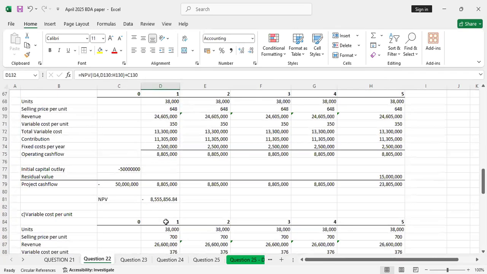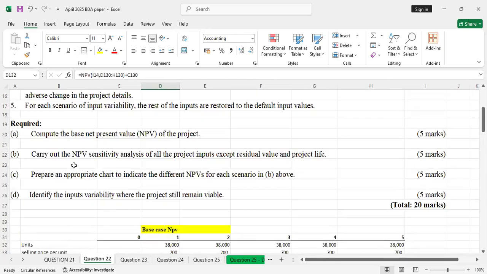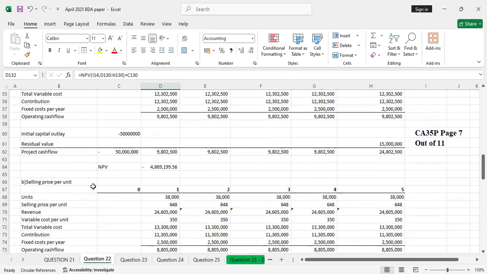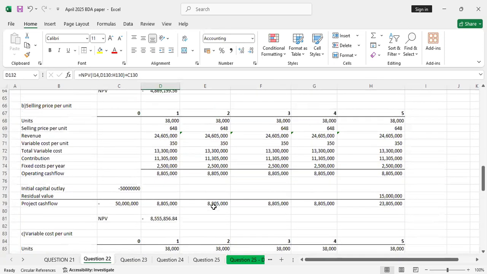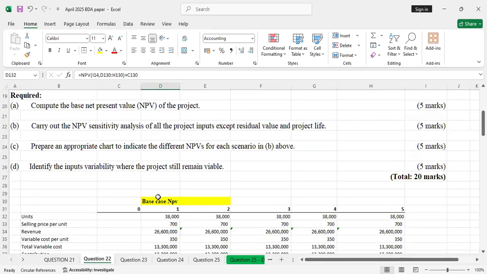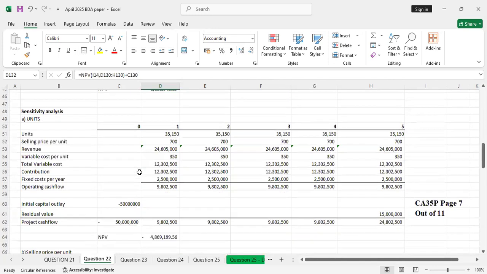So that's how you are supposed to do part B of the question, and you get your 5 marks. I assume that for units, 2, 3, 4, 5, because we have varied 5 inputs. Number C, prepare an appropriate chart to indicate the different NPVs for each scenario in B above. So these scenarios are units.